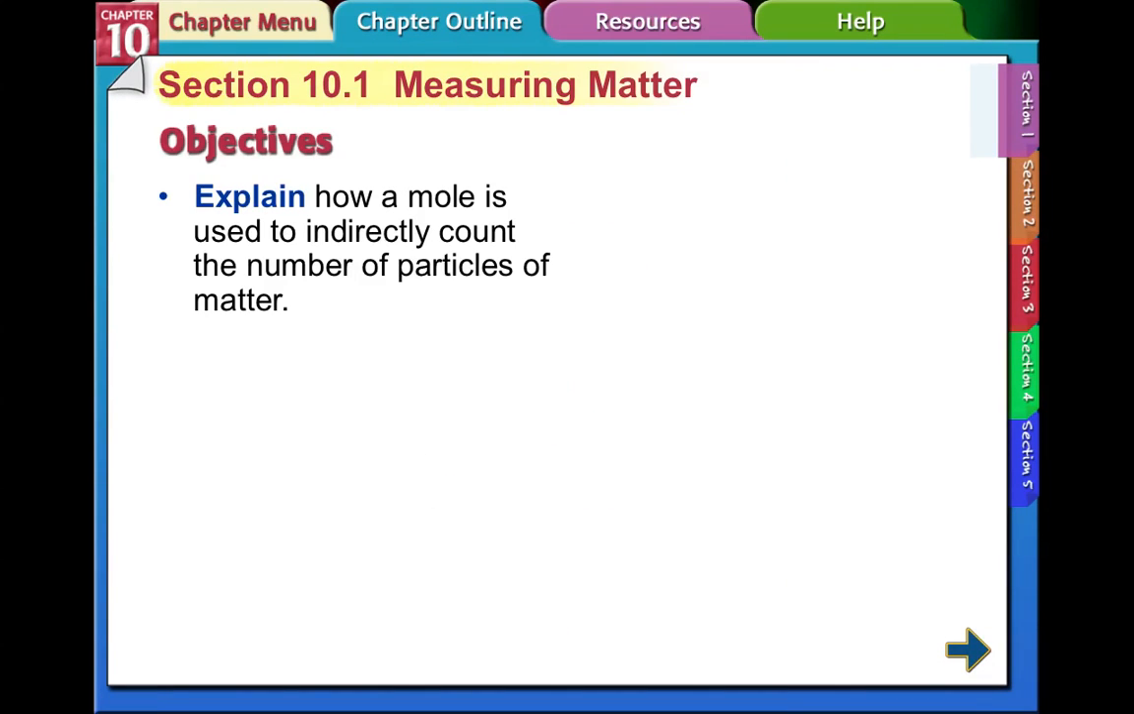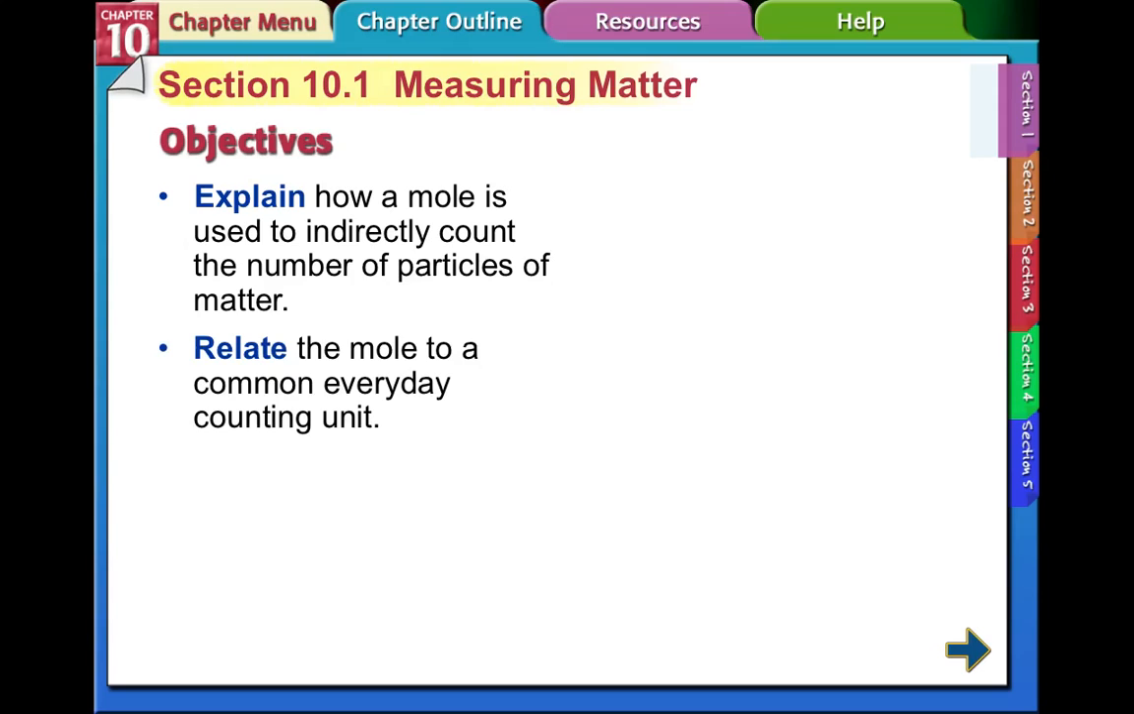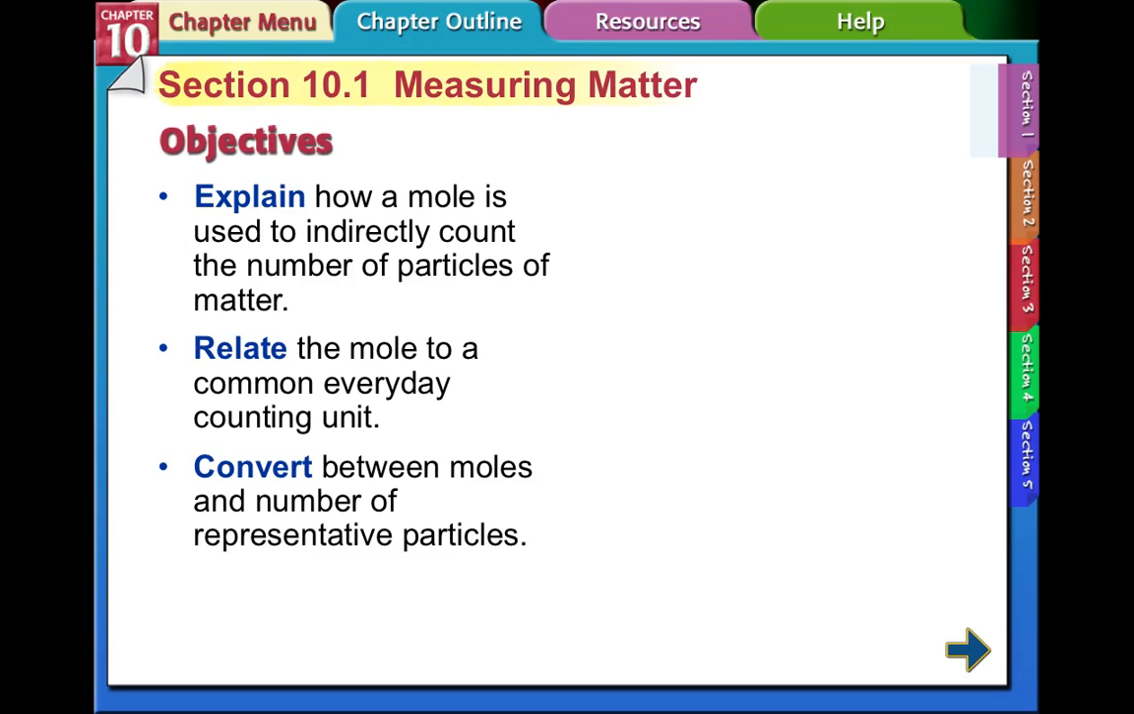Section 1, measuring matter. Our objectives: explain how a mole is used to indirectly count the number of particles of matter, relate the mole to common everyday counting units, and convert between moles and the number of representative particles.